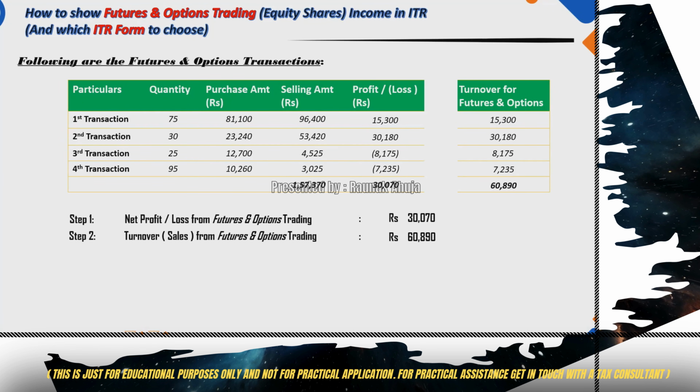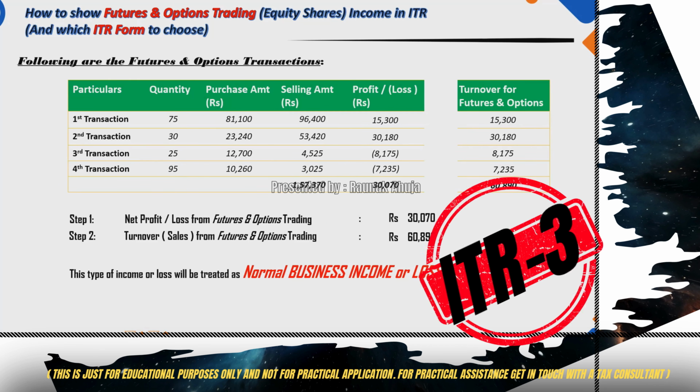Now, the big question would be, which ITR form is to be chosen in case of futures and options transactions? Now, as per the Income Tax Act, all the transactions entered into with respect to futures and options trading in equity shares, such transactions would always be treated as a business income. And thus, all the transactions from futures and options in equity shares would be treated as normal business income or loss. This means the ITR that we should choose in case of futures and options would be ITR 3.